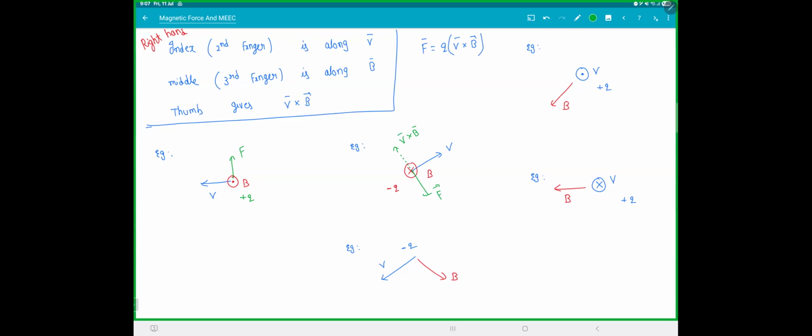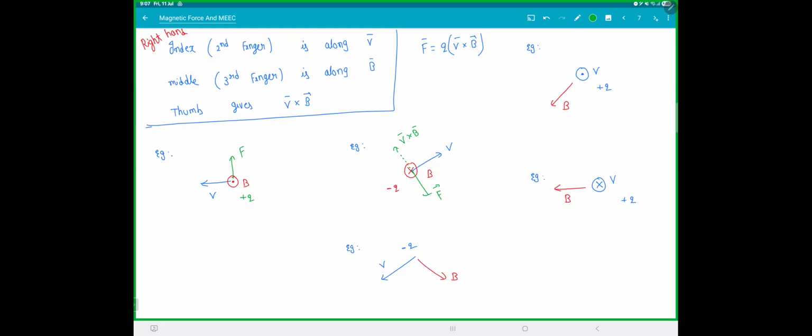So put your finger towards northeast. See, front is north, right is east, west, south. So in the second example, the finger is towards northeast. The magnetic field is down, so put your middle finger down. The thumb will point northwest. But the charge is negative, so the force is the opposite way.